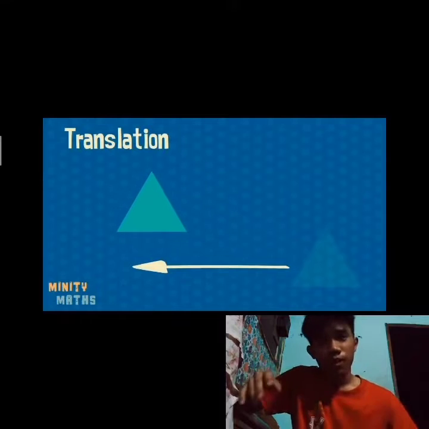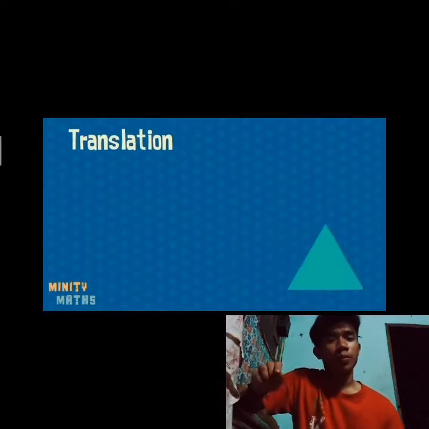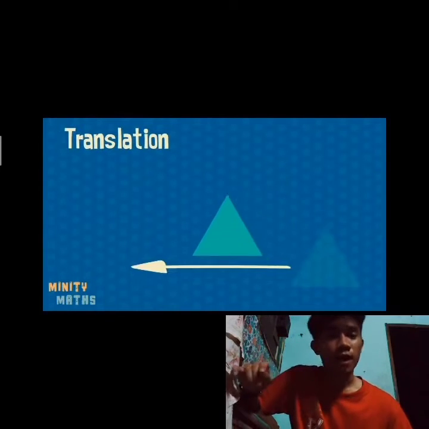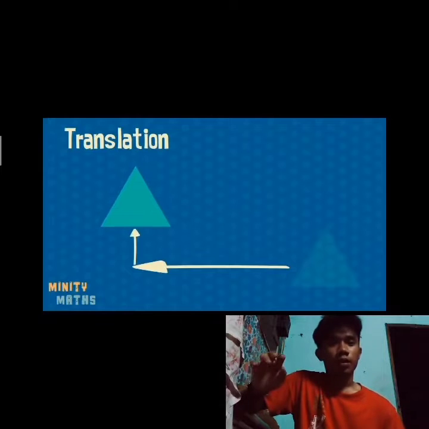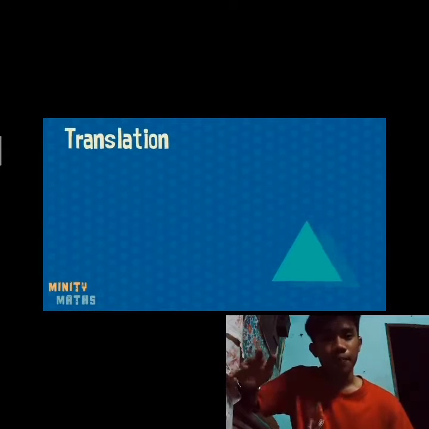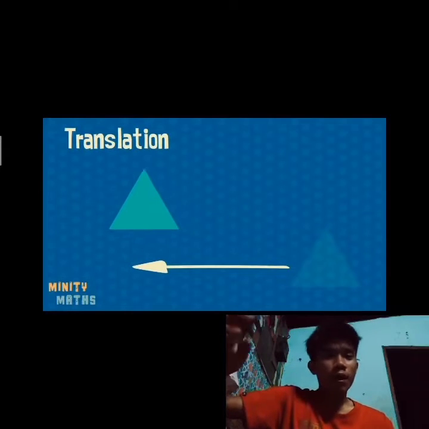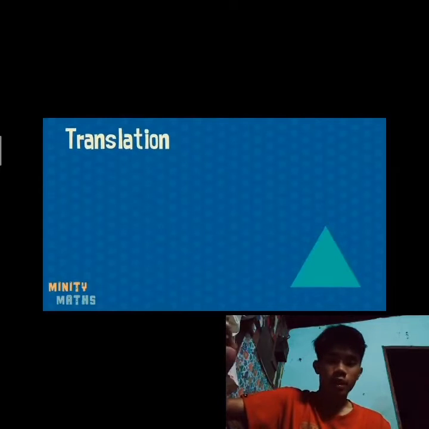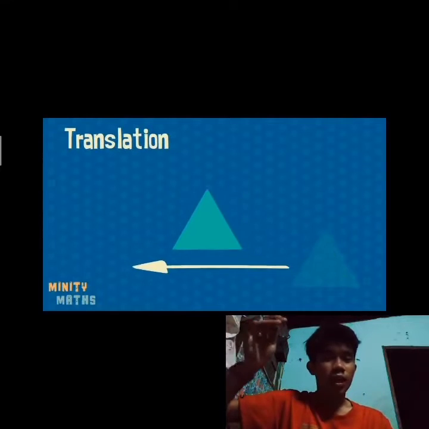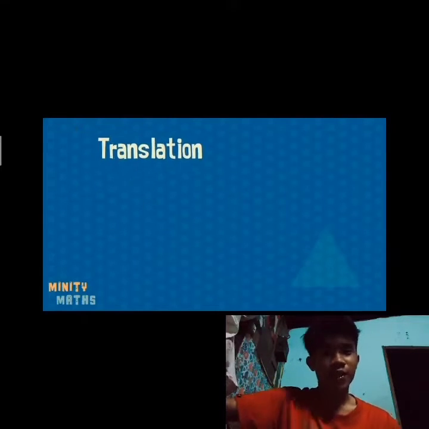So from the word translation, guys, it can be moved to the left, to the right, or down or up. But its distance and its given direction stay the same.